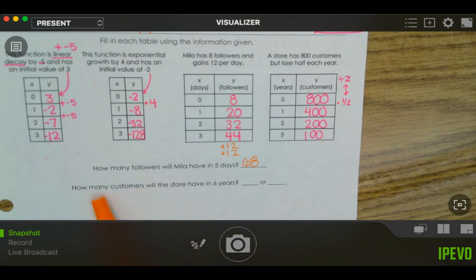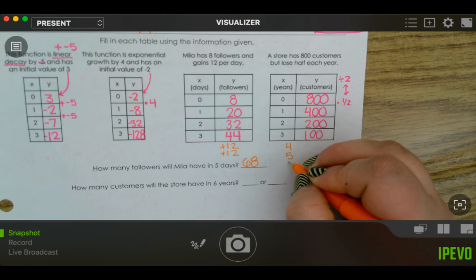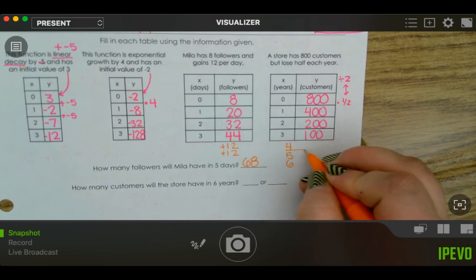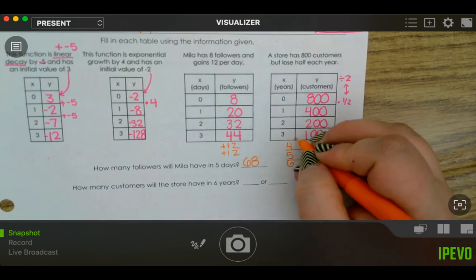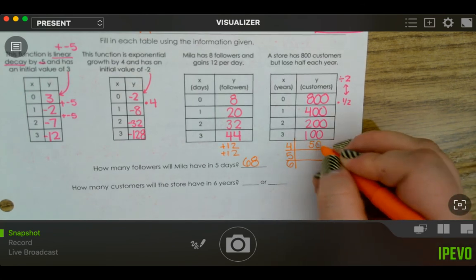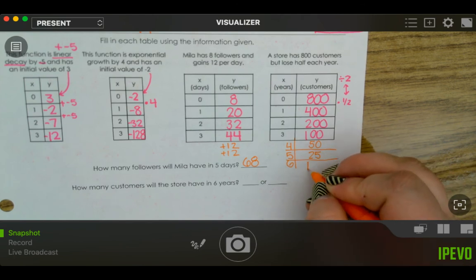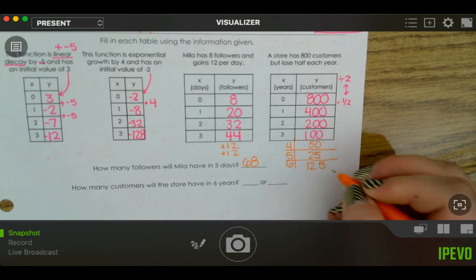And then over here, how many customers will the store have in 6 years? I'm going to keep going with the table to help you out a little bit. And you can do this anytime you want and just extend your table. Half of 100 is 50. Half of 50 is 25. And half of 25 is 12.5.